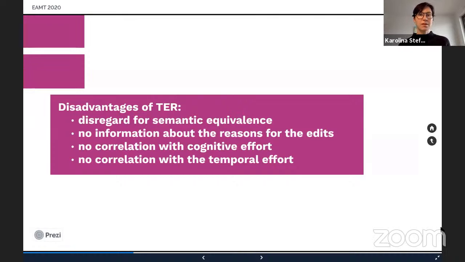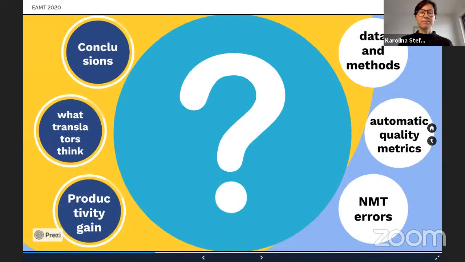So another problem with metrics like this is that even minor errors may require substantial changes to the machine translation output, or the other way around. Minor edits may suffice to correct a severe mistake. So in other words, this technical effort of a translator may not necessarily correlate with the speed at which the translator does the post-editing. So obviously some more analysis is needed. This is just the start.